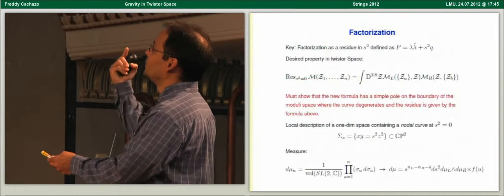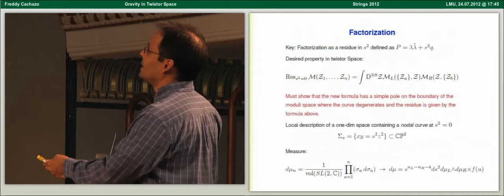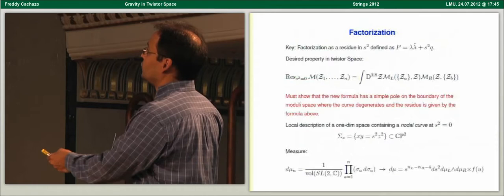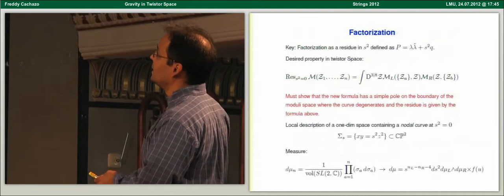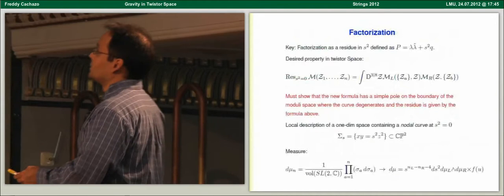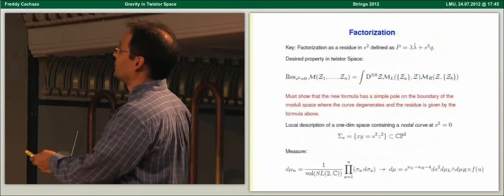In Twistor space, what you are supposed to show is that the integral has a simple pole whose residue is given by this factorization formula. In other words, in terms of curves, we must show that the new formula has a simple pole on the boundary of the moduli space where the curve degenerates, and the residue is given by this formula. So in order to do that, we need a local description of a one-dimensional space containing the nodal curve that we are expecting in the factorization channel.